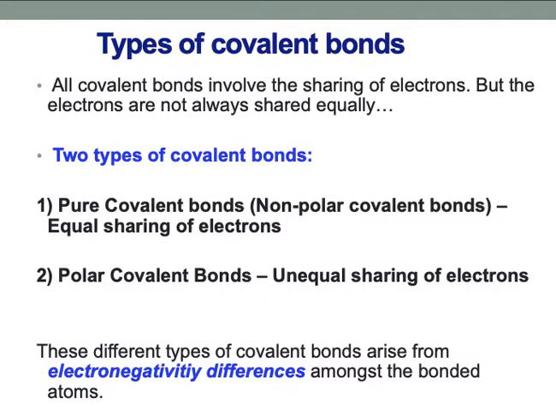All covalent bonds involve sharing of electrons, period. No exceptions. But they're not always shared equally. So there are 2 types of covalent bonds: nonpolar covalent bonds and polar covalent bonds. Nonpolar covalent bonds is equal sharing of electrons, and this ideally happens with 2 atoms of the same type, N2, H2, O2. If we have 2 different elements, then we're into some type of a polar covalent bond. And the different types of covalent bonds arise from electronegativity differences.